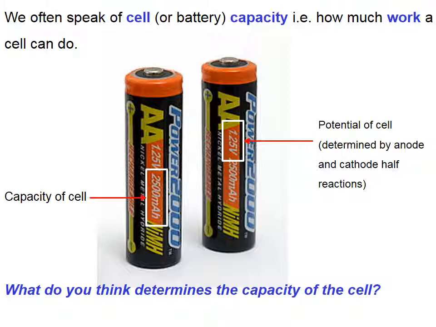Also noted on the cell is the potential of the cell, the E cell, and that, as you've learned to recognize, is determined by the anode and cathode half reactions. The capacity of the cell, what do you think determines the capacity of the cell? Well, it's the size of the cell, isn't it? It's the amount of reactants that are present.